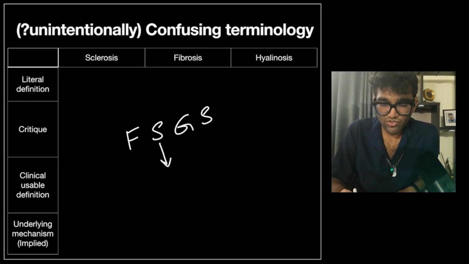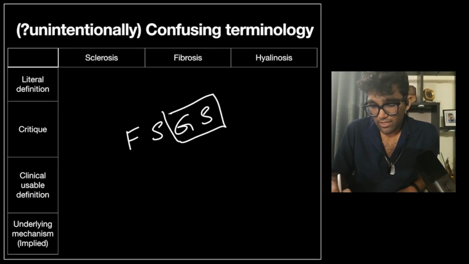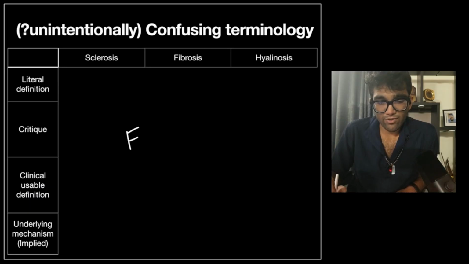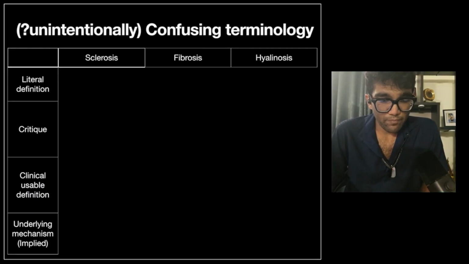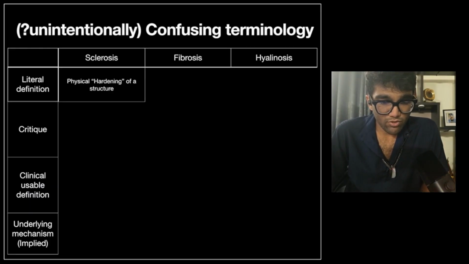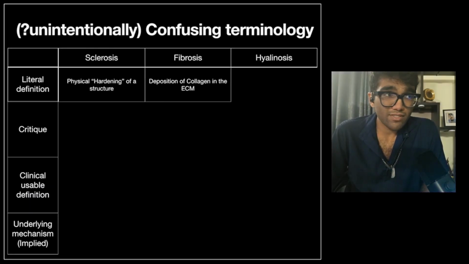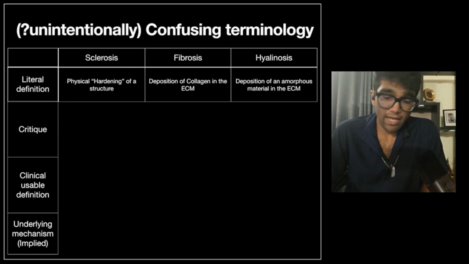Now, what does glomerular sclerosis mean? The issue is that sclerosis is not a very well-defined term, and its usage here actually creates a few issues, which we'll discuss. The literal definition of sclerosis is just hardening. Systemic sclerosis is systemic hardening. Fibrosis refers to the deposition of collagen in the extracellular matrix, and hyalinosis refers to the deposition of an amorphous material in the extracellular matrix.